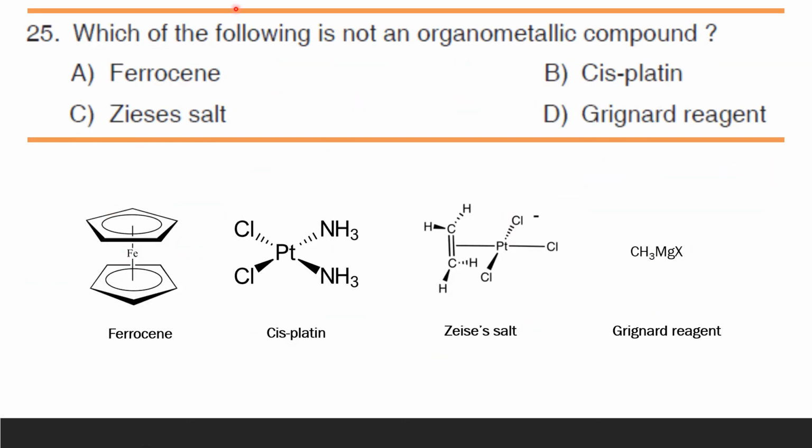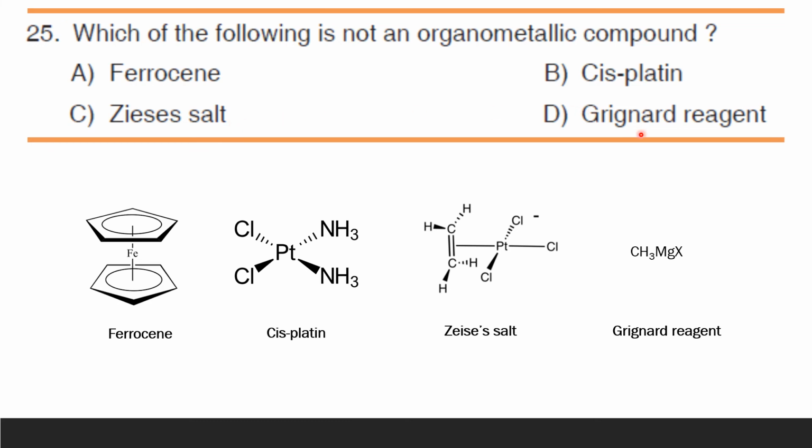The next question is a pretty easy question, and we have seen a similar question in this question paper itself before. So which of the following is not an organometallic compound? In that question, we were asked to find out which one was the organometallic compound. Here you are asked to find out which is not an organometallic compound, and you are provided with 4 different options: ferrocene, cisplatin, Zeise's salt, and Grignard reagent.